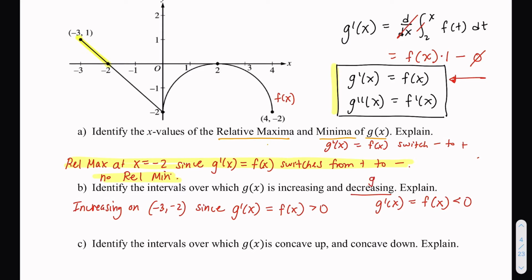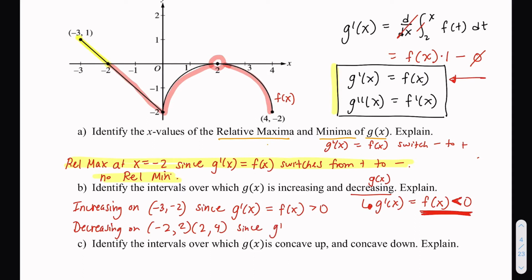So g is decreasing where g prime, which is f of x, is less than 0. So we're interested in seeing where our f graph is below the axis, where it is negative. From here to here to here, it's not true at x equals 2 because at that point it equals 0, and we're interested in where it's less than 0. Negative 2 to 2, and then again from 2 to 4, since it's decreasing since the slopes of g, which is f of x, is less than 0, are negative.